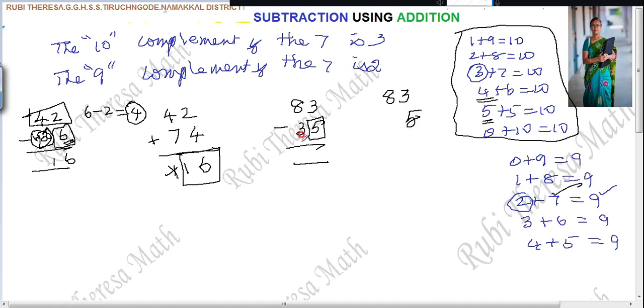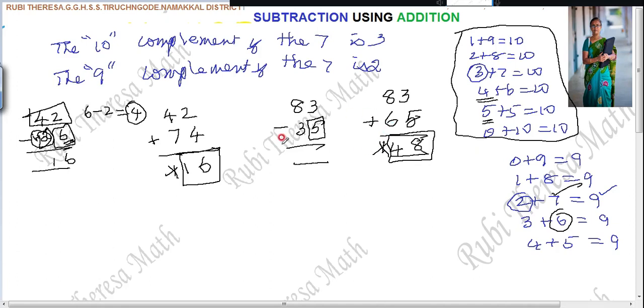Remaining digits, where you have to see in 9. What is the complement of 3? 6. Now what you should do? Add. So 3 plus 5 is 8. 8 plus 6. But how will you add? 8 plus 2, 10. 10 plus 4, 14. So you strike out this one. What is the answer? 48 is the answer.